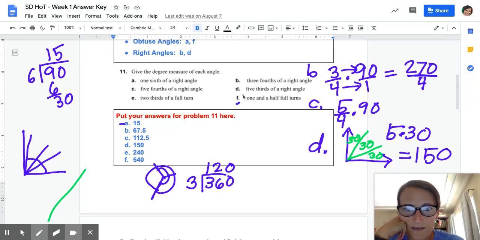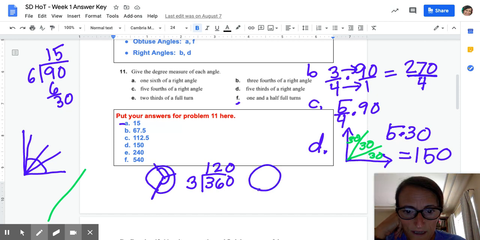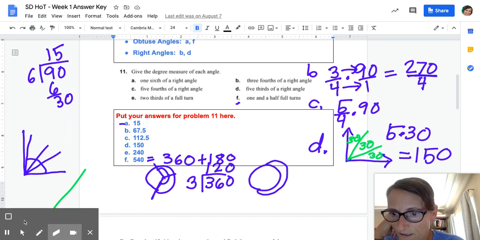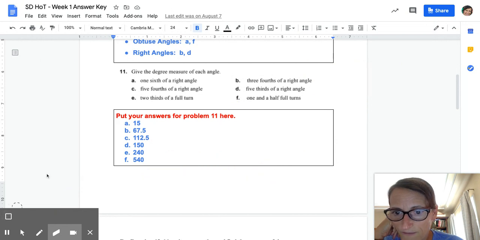And for F, we have 1.5 full turns. That means, like when we were doing the jumping rotations, you jump a full 360, and then another half turn would be another 180. So that 540 comes from 360, which is the full turn, plus the half turn, which is 180. That's where we get the 540. Oh my gosh, this is a mess. Sorry, that's so messy.